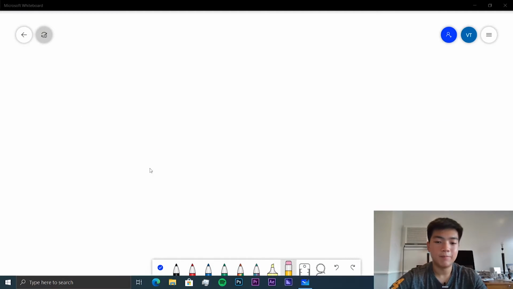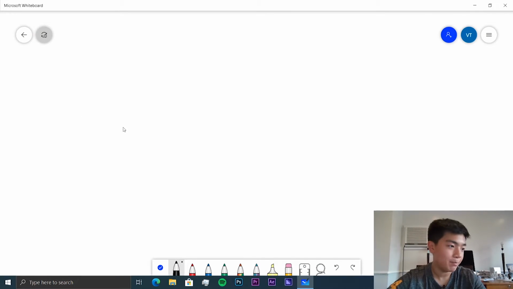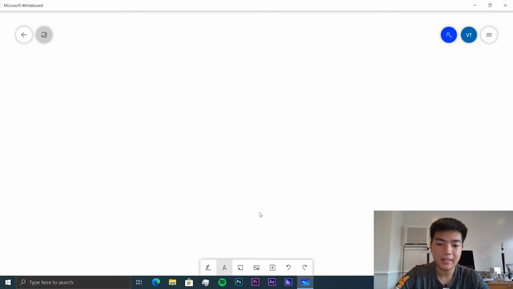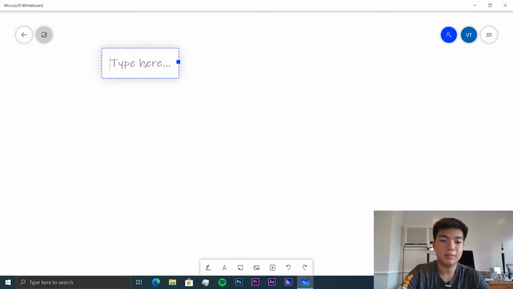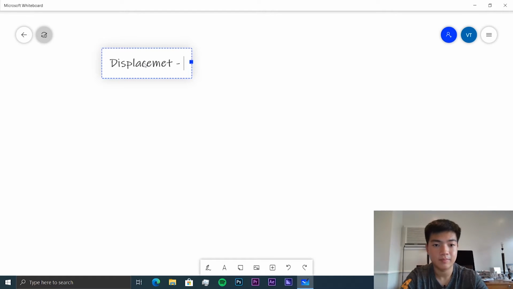When we're talking about the real-world applications of vectors, one of the fields that comes to mind is physics and kinematics, where we need to be able to distinguish between vector and scalar quantities. We need to remember that displacement is a vector quantity.